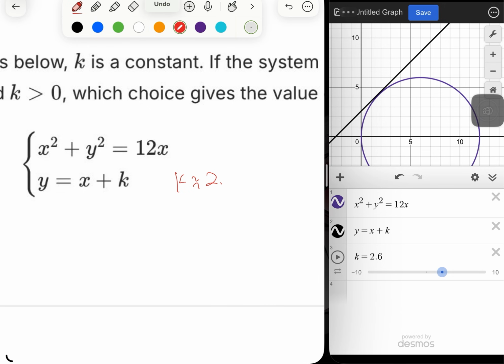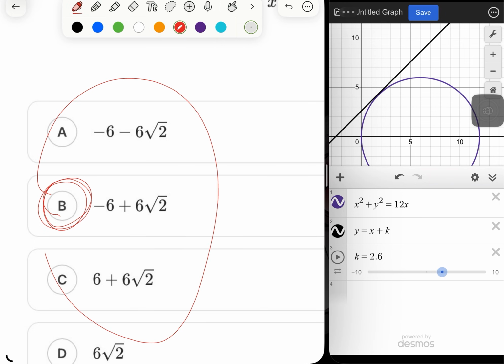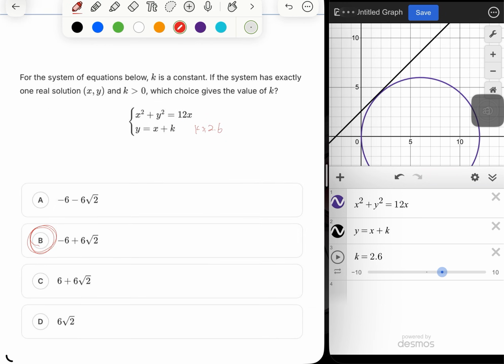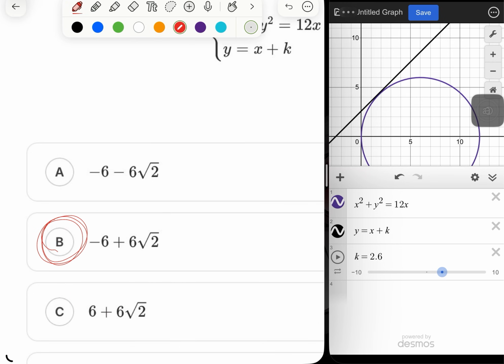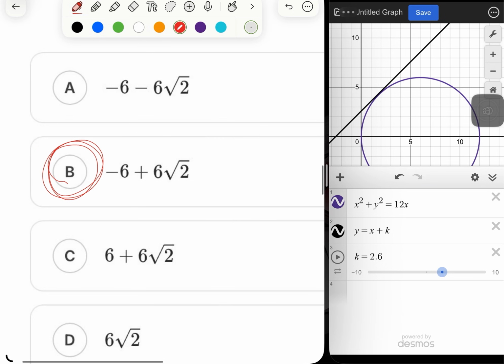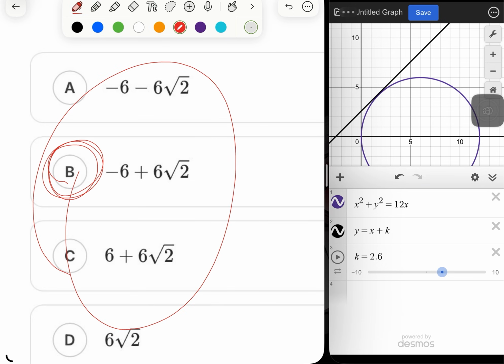And what you can do likewise is match each of these answer choices again and see which one is closest to that value, and that will give you answer choice B. You can also just right away plug in these answer choices into k.